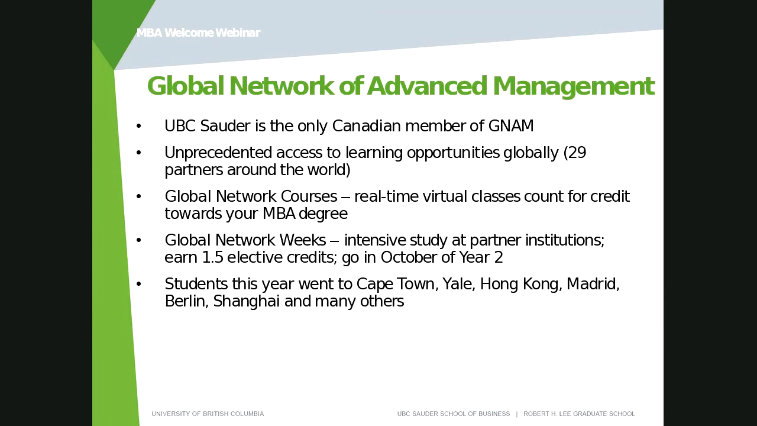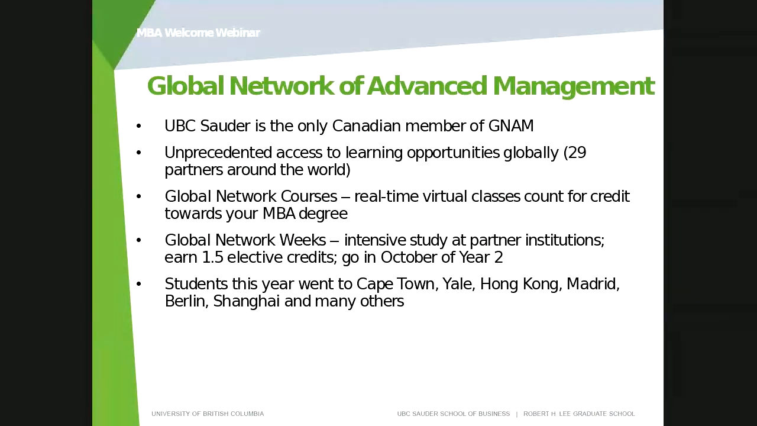So last but not least on the global opportunities is an exciting new network that UBC MBA belongs to, and it's the Global Network for Advanced Management, or GNAM. UBC Sauder is the only Canadian member in the GNAM network. It's a network of 29 top business schools around the world. It was started and spearheaded by Yale School of Management, and it includes a top business school or two in each of the regions or countries in the world.